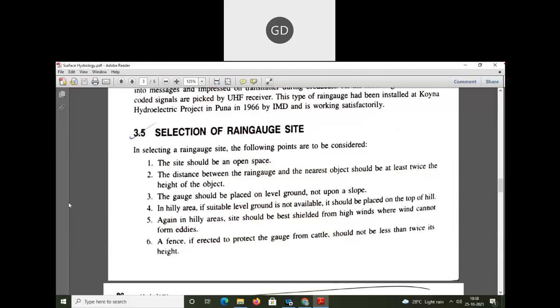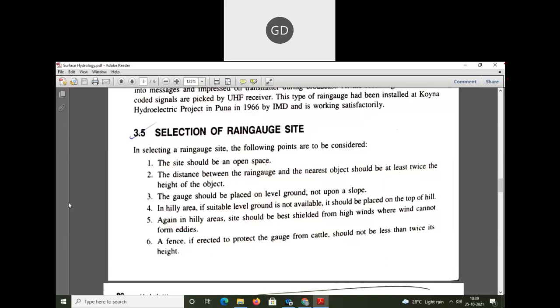Okay, so now the last point is: a fence, if erected to protect the gauge from cattle, should not be less than twice its height. Since the area is an open space, the rain gauge should be placed in an open space, so there might be cattle. So a fence should be provided to protect the gauge from those cattle, and the fence should not be less than twice its height.